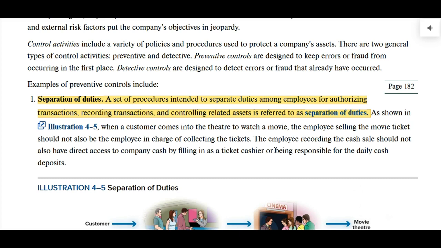So you don't want the same person handling cash who can also make the records, enter information in the records about cash, make deposits, write checks, and reconcile the bank account. You do not want, if at all possible, the same person to have all those duties. Separate those out.